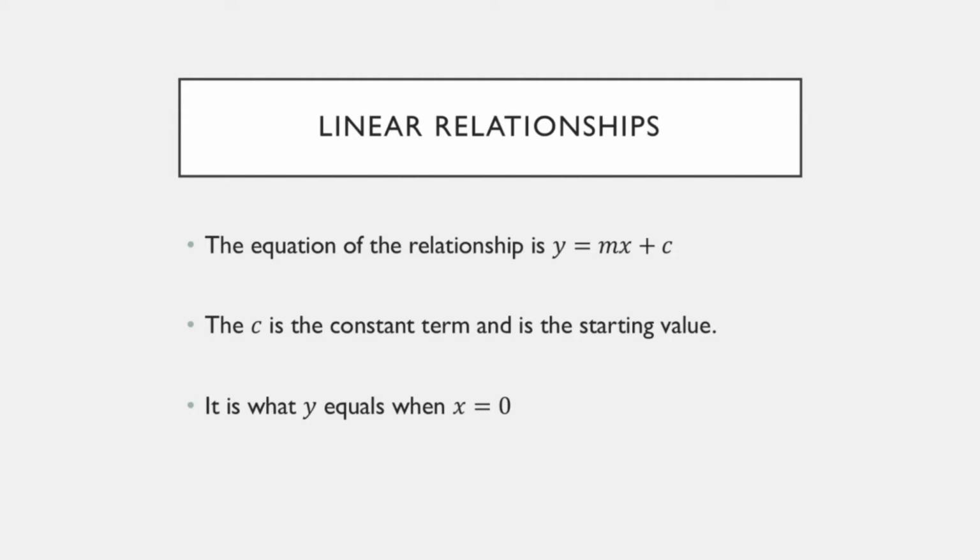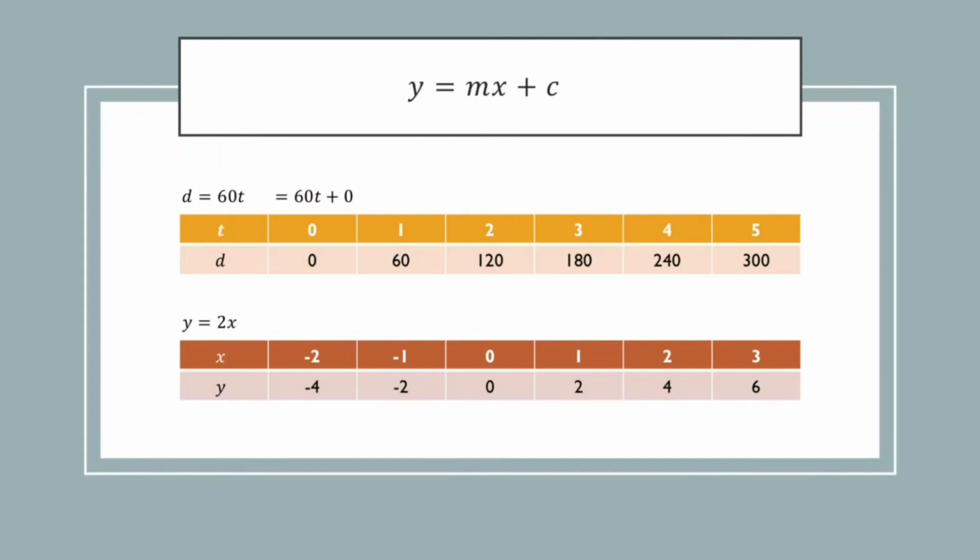Now the second part of the equation, which is plus c, is a constant term and is the starting value. When I say the starting value, it means what y equals when x equals 0. So we always start at 0. So for example here, d equals 60t is the same as 60t plus 0. If you add or subtract 0, it's the same thing. And we can see here, at 0 is 0. Y equals 2x, that's the same as plus 0. And we're going to look at the 0 here. Equals 0.